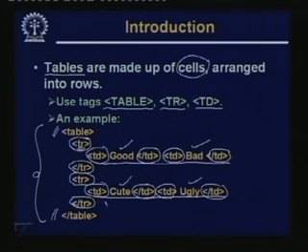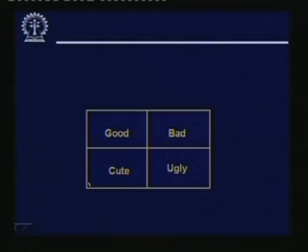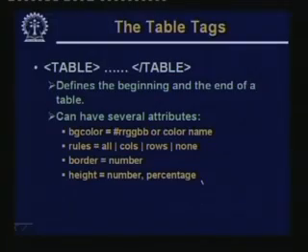So, you can understand that if you view this table on a browser, the table would look something like this. There will be 2 rows and 2 columns, good and bad in the first row, cute and ugly in the second row. Now, tables in general can be much more complex than this. If you have simple tables like this where items are organized in the form of a fixed number of rows and fixed number of columns, you can do it like this, but there are a number of other ways to do it.